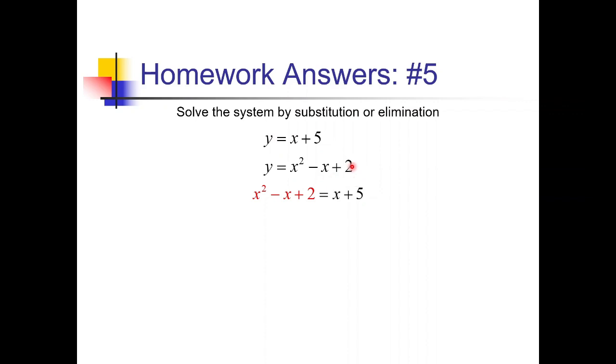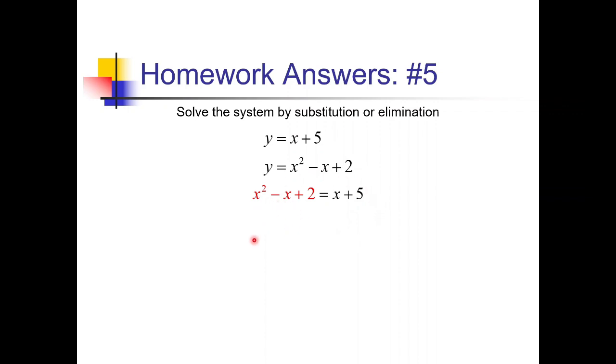If I substitute all of this for the first y here, all of that equals x plus 5. I also could have written x plus 5 equals all this x squared stuff, but I like having a positive x squared on the left side of the equation. It just feels right to me. So let's zero this out and try to factor it.